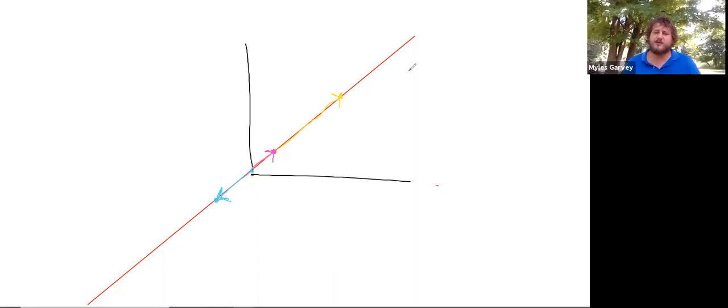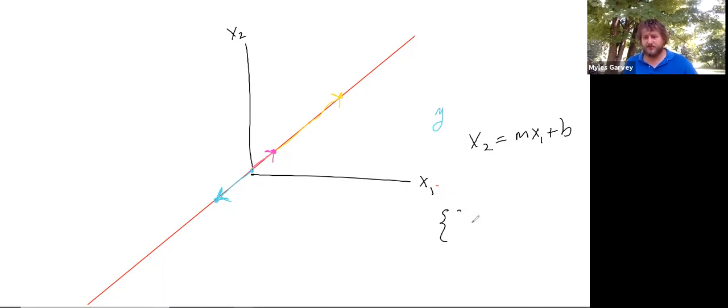That is, to define this line, we know that the equation of a line is y equals mx plus b. If I call that x1 and I call the y x2, I'm saying x2 is equal to mx1 plus b. So what I can say is consider the line itself as the set of all vectors x1 and x2 such that x2 is equal to mx1 plus b. And that defines a vector.